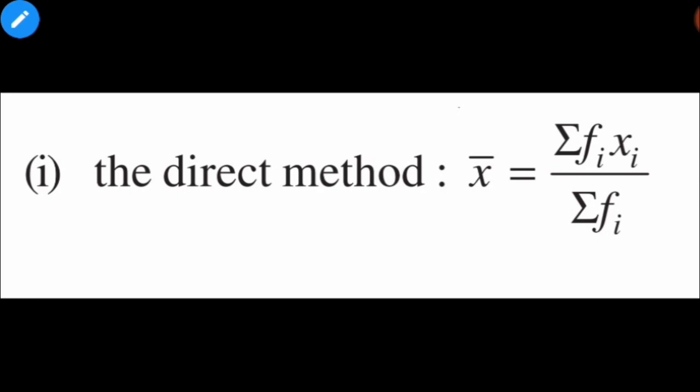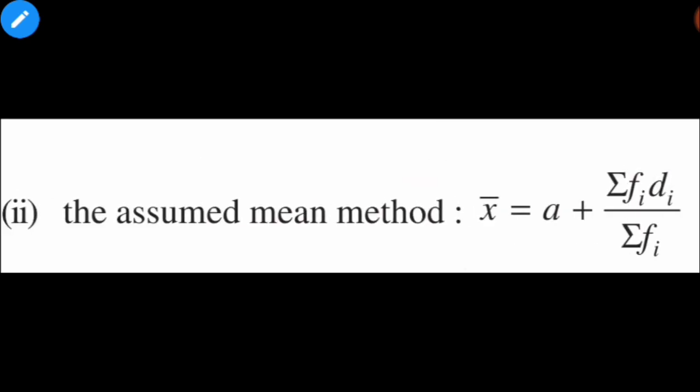In the last class we studied the direct method of finding arithmetic mean, that is x bar equal to summation fi xi by summation fi. And the second method, the assumed mean method. In this method, mean x bar equal to a plus summation fi di by summation fi.